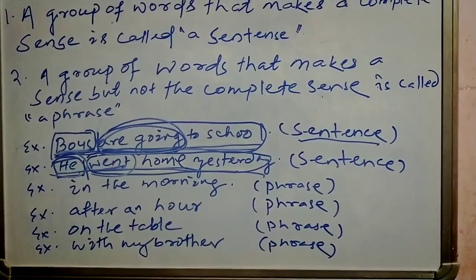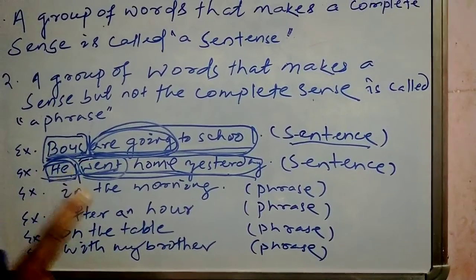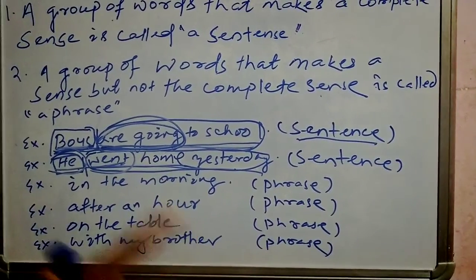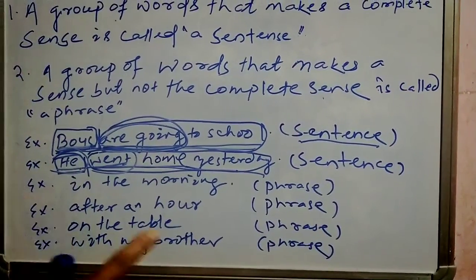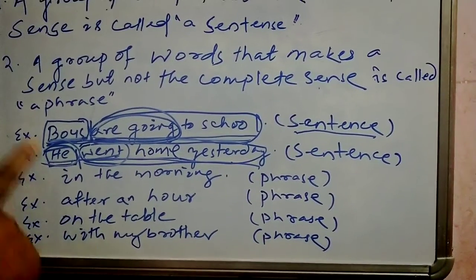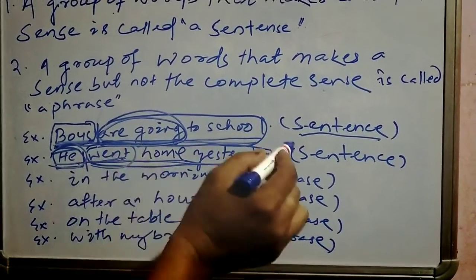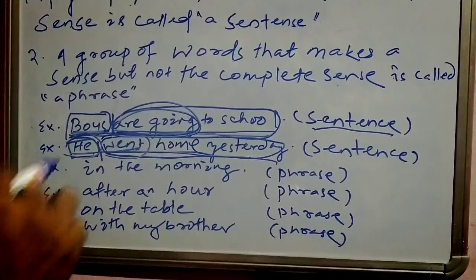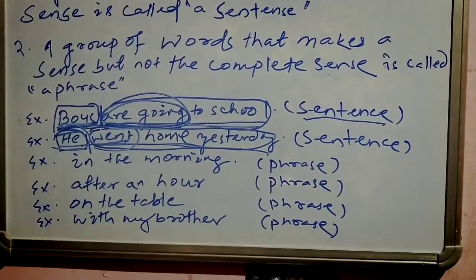So we can be sure that in a predicate part there must be a verb, and without a verb we cannot form a sentence, we cannot think of a sentence. There must be a verb in the predicate part, and also there must be a subject, and if we combine both the subject and the predicate, then undoubtedly we can call it a sentence. But now we should learn how a sentence is different from the phrase.